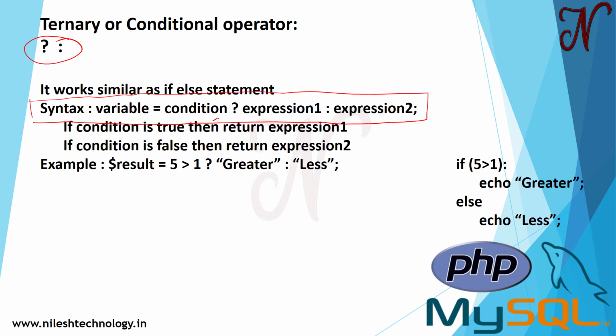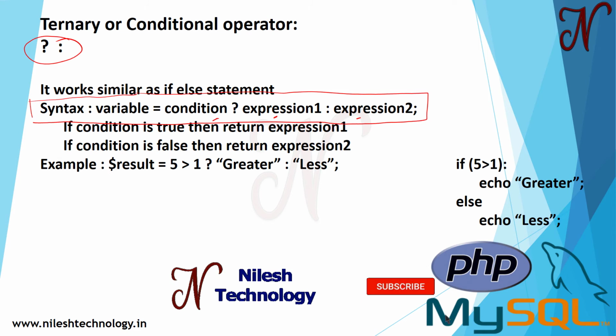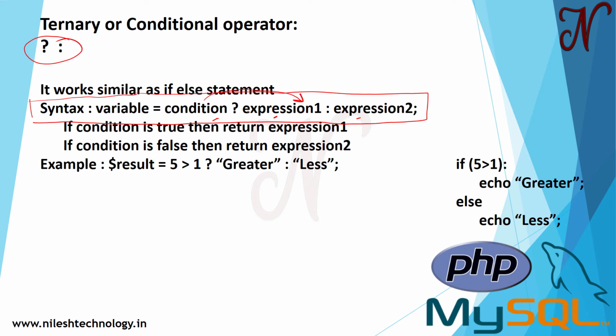So see here: 1, 2, 3, total 3 expressions are used here. That's why this is called a ternary operator. If the condition is true, then it goes to expression 1, otherwise it goes to expression 2. It is like an if-else statement. See here, this is your example.